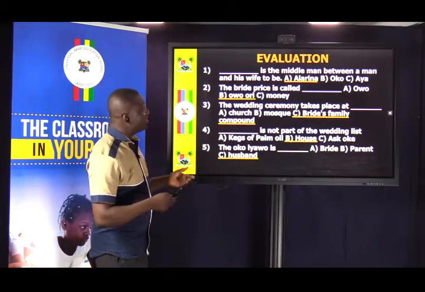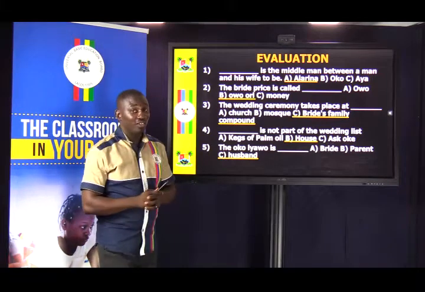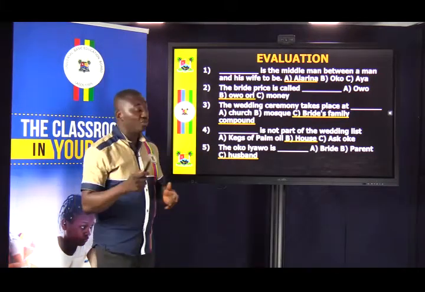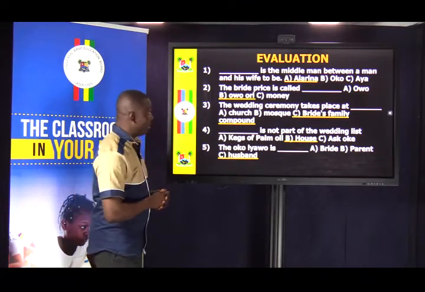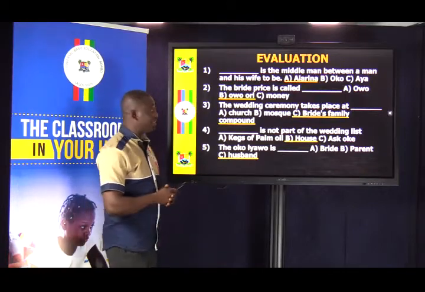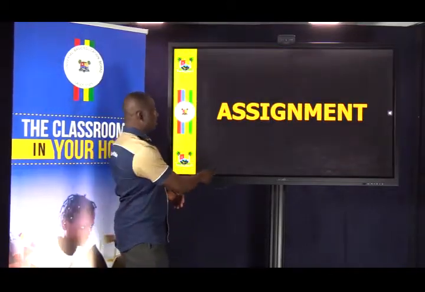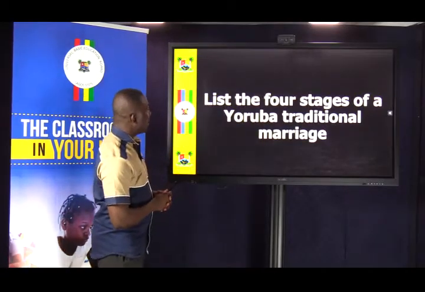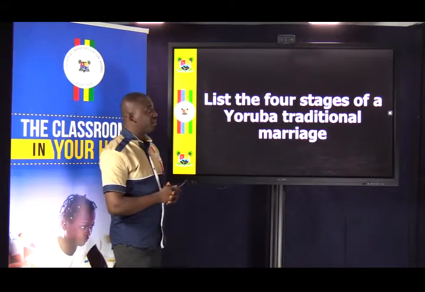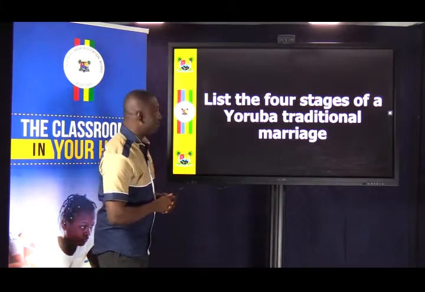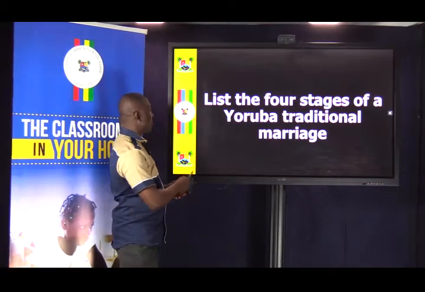All right, but if you didn't get any of the answers correctly, don't worry. I know in our next class you will do better. And for you to do better, ensure that you join the program in time and also listen attentively. Okay? All right, let's put down our assignments. And our question is, list the 4 stages of a Yoruba traditional marriage. The 4 stages of a Yoruba traditional marriage.